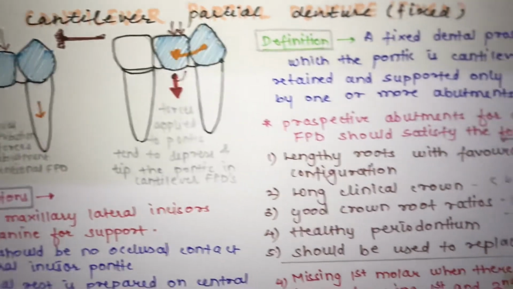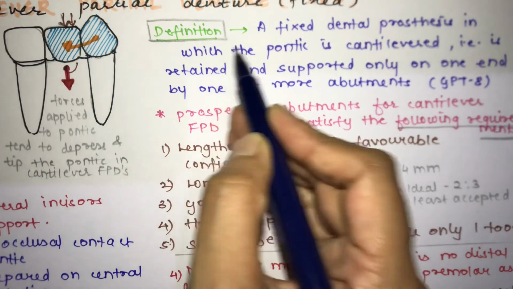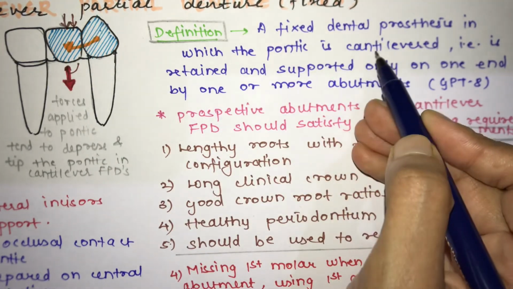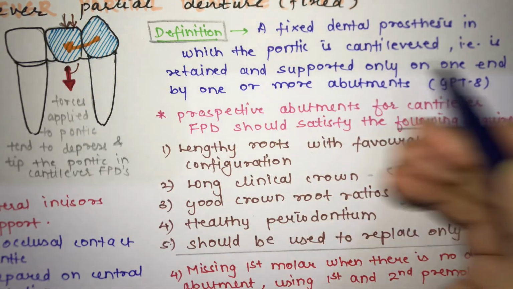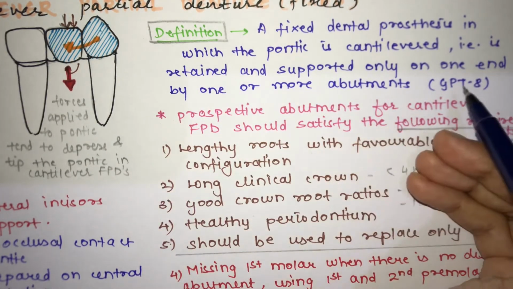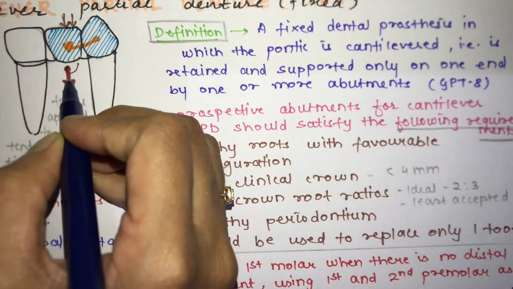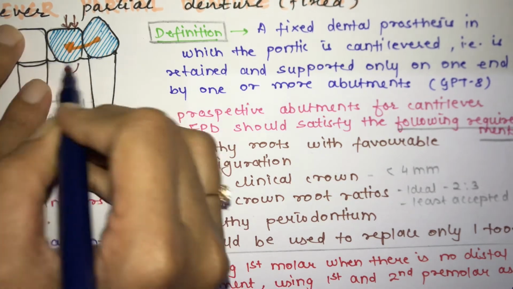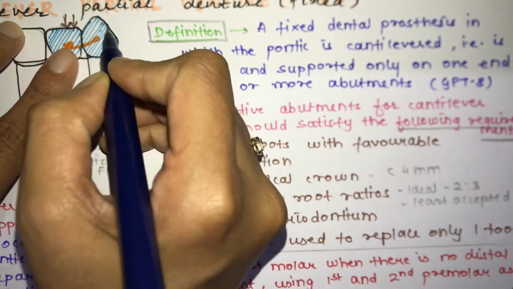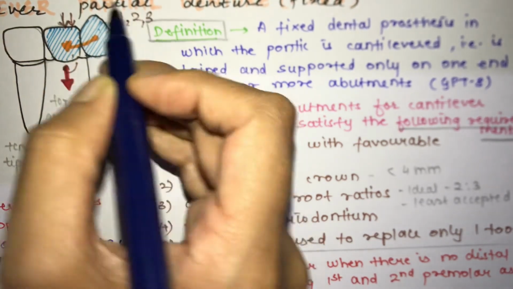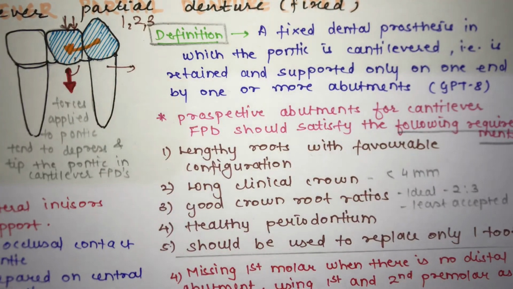Now the definition of cantilever says that it is a fixed dental prosthesis in which the pontic is cantilevered. As I said, it is supported only on one side, that is, it is retained and supported only on one end by one or more abutments. This definition is given by the Glossary of Prosthodontic Terms 8. Over here, this is your pontic, and this pontic is cantilevered, that is, supported only on one side. There can be 1, 2 or 3 abutments on this side, but you have to remember that the support is only from one side. It is not from the other side. So that is the cantilever one.